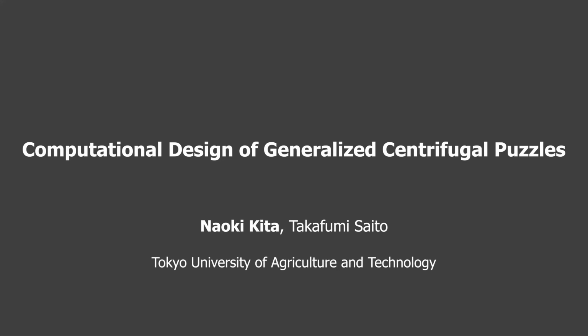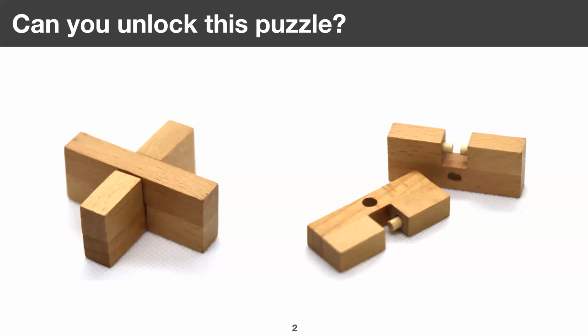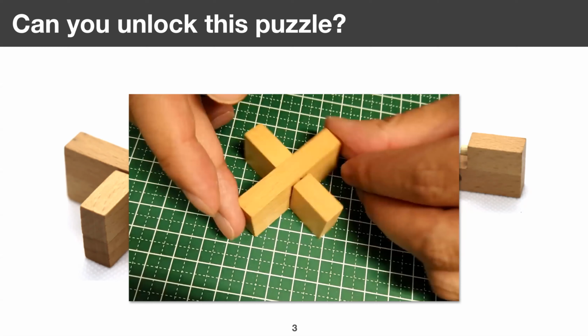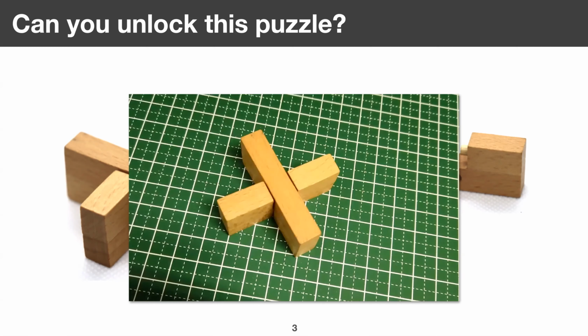Okay, so let me present our work, computational design of generalized centrifugal puzzles. I'm Naoki Kita from Tokyo University of Agriculture and Technology. So first of all, I'd like to ask you, can you unlock this puzzle? The puzzle is composed of two identical parts. So the answer is to spin the puzzle. Sorry for the spoil, but it is necessary for our presentation.